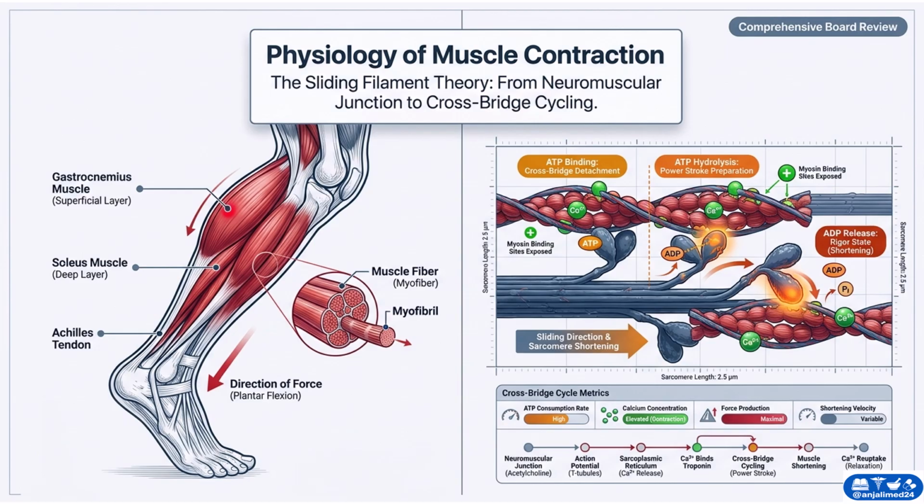Muscle contraction is the process by which chemical energy is converted into mechanical force. Every movement in the human body, from blinking and breathing to walking and lifting, depends on this coordinated mechanism.